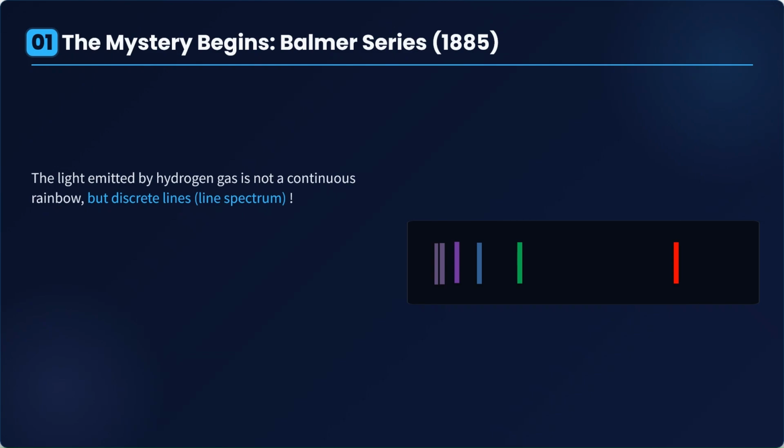Our story begins in 1885 with a strange phenomenon discovered by a Swiss high school teacher named Balmer. When you apply a voltage to hydrogen gas, it glows. But when you look at that light through a spectrometer, you do not see a continuous rainbow. You see only a few sharply separated lines. We call this a line spectrum.